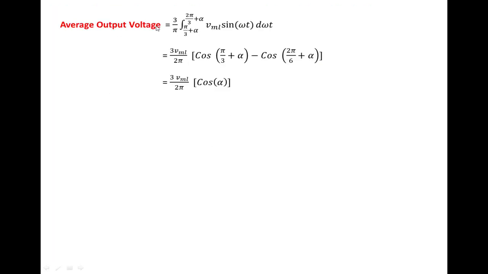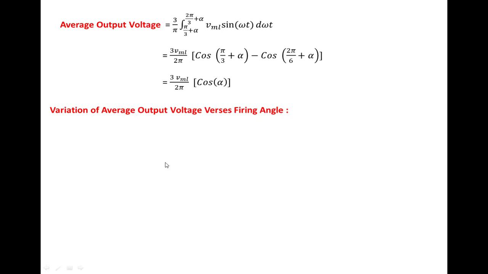So the average output voltage equals 1 by base length, pi by 3, 3 goes to the numerator, so 3 by pi. Limits from pi by 3 plus alpha to 2 pi by 3 plus alpha VML sin omega t d omega t. Now we complete this integration and substitute these limits. We are getting 3 VML by 2 pi times cos of pi by 3 plus alpha minus cos of 2 pi by 3 plus alpha. Now use the formula cos C minus cos D and simplify that one. So finally we are getting 3 VML by 2 pi cos alpha.